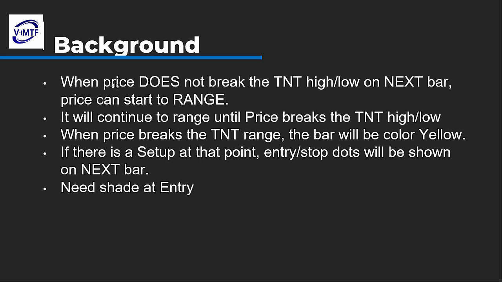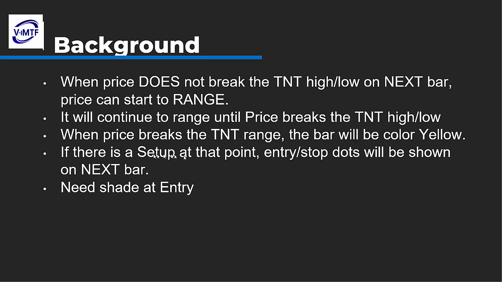Let's go over the background for TNT ranging. As we mentioned, price does not break the TNT high and low on the next bar. And if it doesn't break it on the next bar, or if it does break it and doesn't turn out to be real, you're now going to start ranging between the TNT high and low, which is consolidating. You'll continue to range until price breaks the TNT high or low. When price breaks the TNT high or low, the bar will be colored yellow.